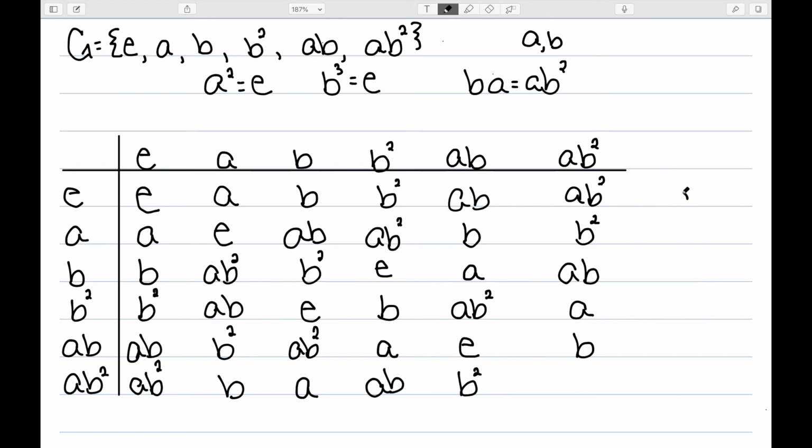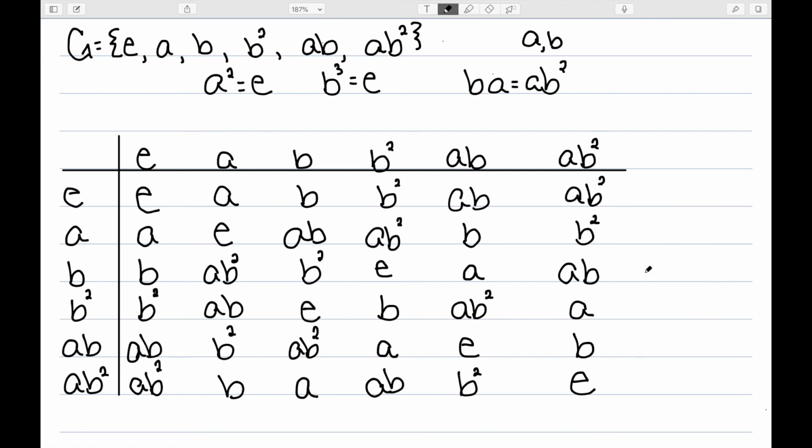Finally, we have AB squared times AB squared. Here's a BA. I'm going to change that to an AB squared, still times a B squared. This BA will then change into AB squared. This B to the fourth is the same thing as B. So now I have an A squared as the identity and B cubed is the identity, so this gives me the identity.